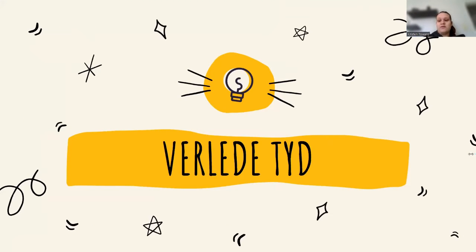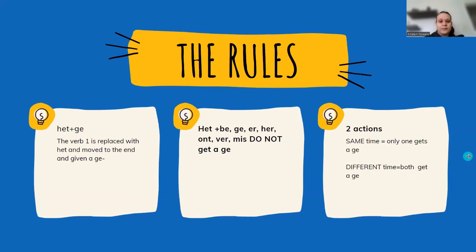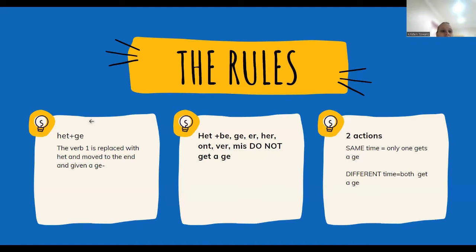Like I said, we're going to start with our verlede tyd, the past tense, because it has the most rules to learn. The first three rules we're going to look at are het and ge. The verb 1 is replaced with het and moved to the end and given a ge. This is your most important rule as it is the basis of your verlede tyd.